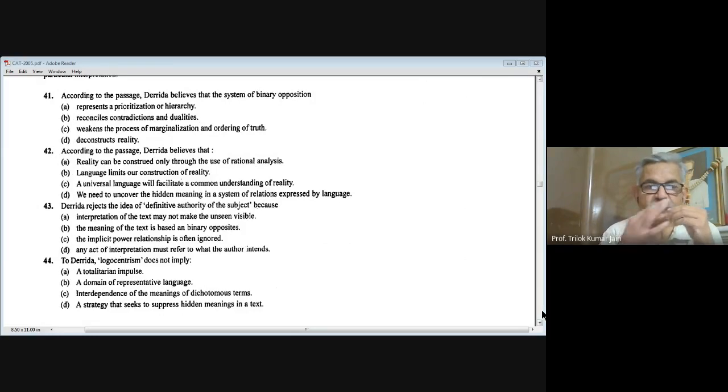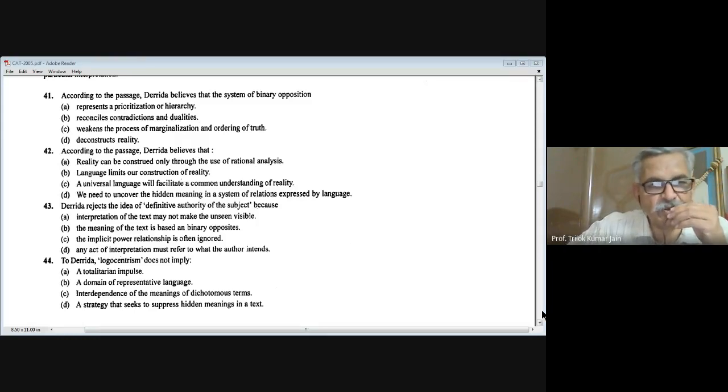Now let's try 41. According to the passage, Derrida believes that the system of binary opposition: four options. A, represents a prioritization or hierarchy; B, reconciles contradictions and dualities; C, weakens the process of marginalization and ordering of truth; D, deconstructs reality. Which is the best option according to you? Try to give the answer.